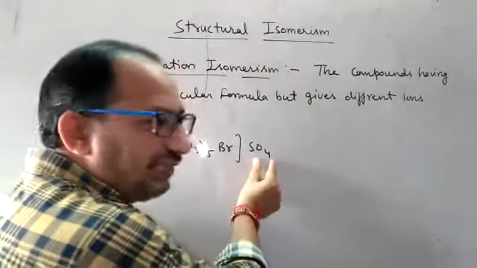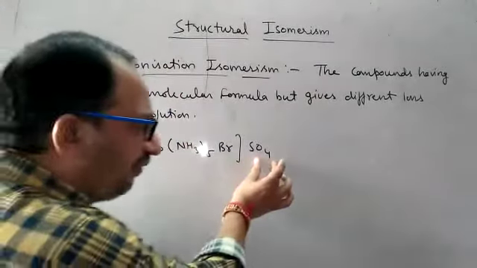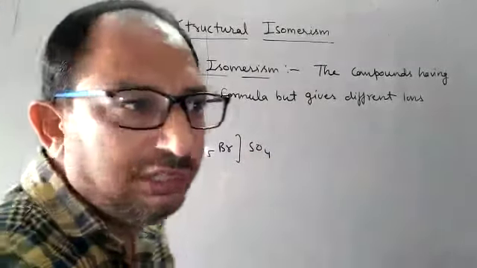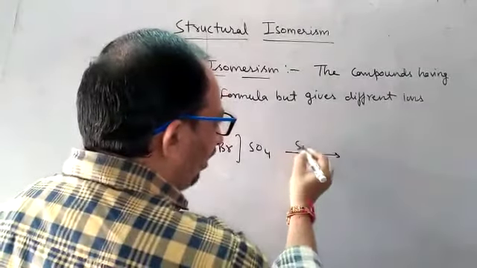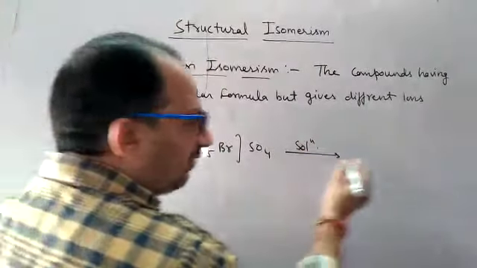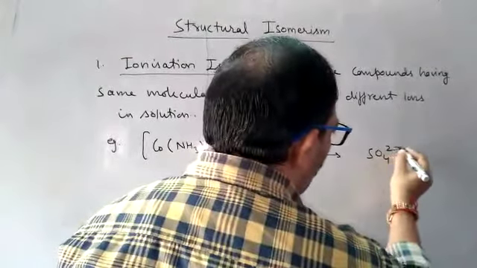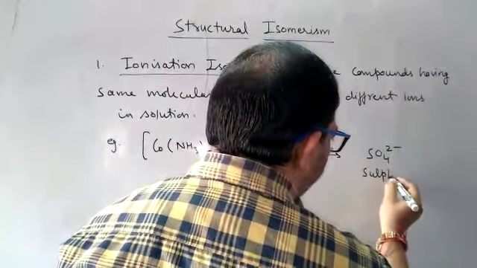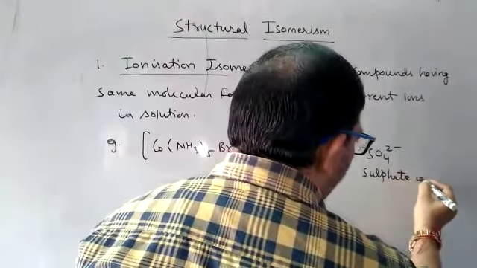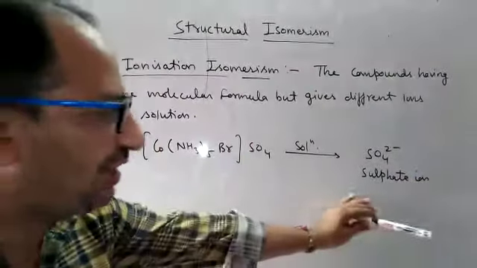The species outside the bracket is liberated in the solution. So if it is dissolved in solution, what does it give? SO4 2-, the sulfate ion. So the ion which it gives in the solution is the sulfate ion.